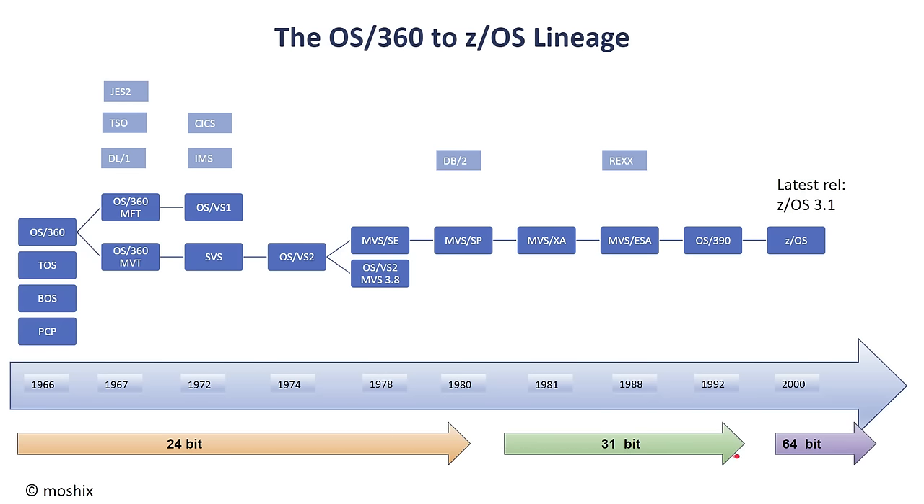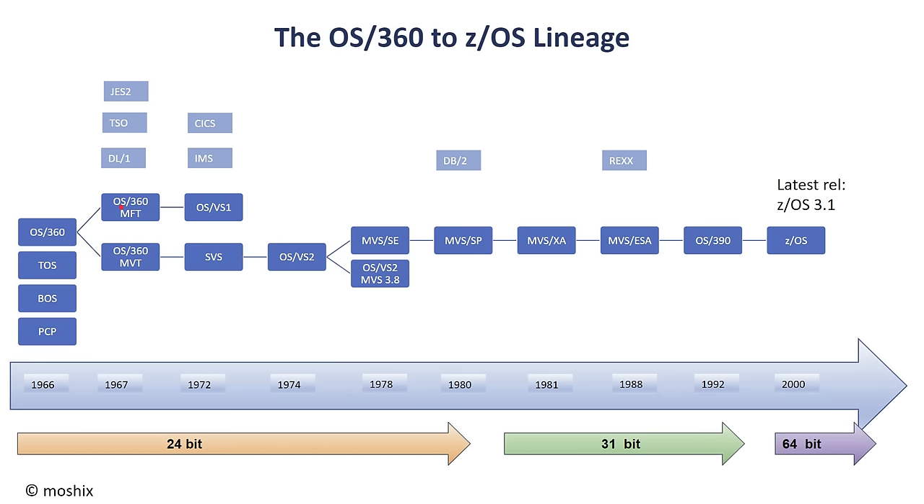And then eventually IBM had to shift to a 64-bit word size and 64-bit addressing, and this is what modern IBM mainframes that you can order and buy from IBM will support to this day. And so that's referring to memory addressability, not to the word size.